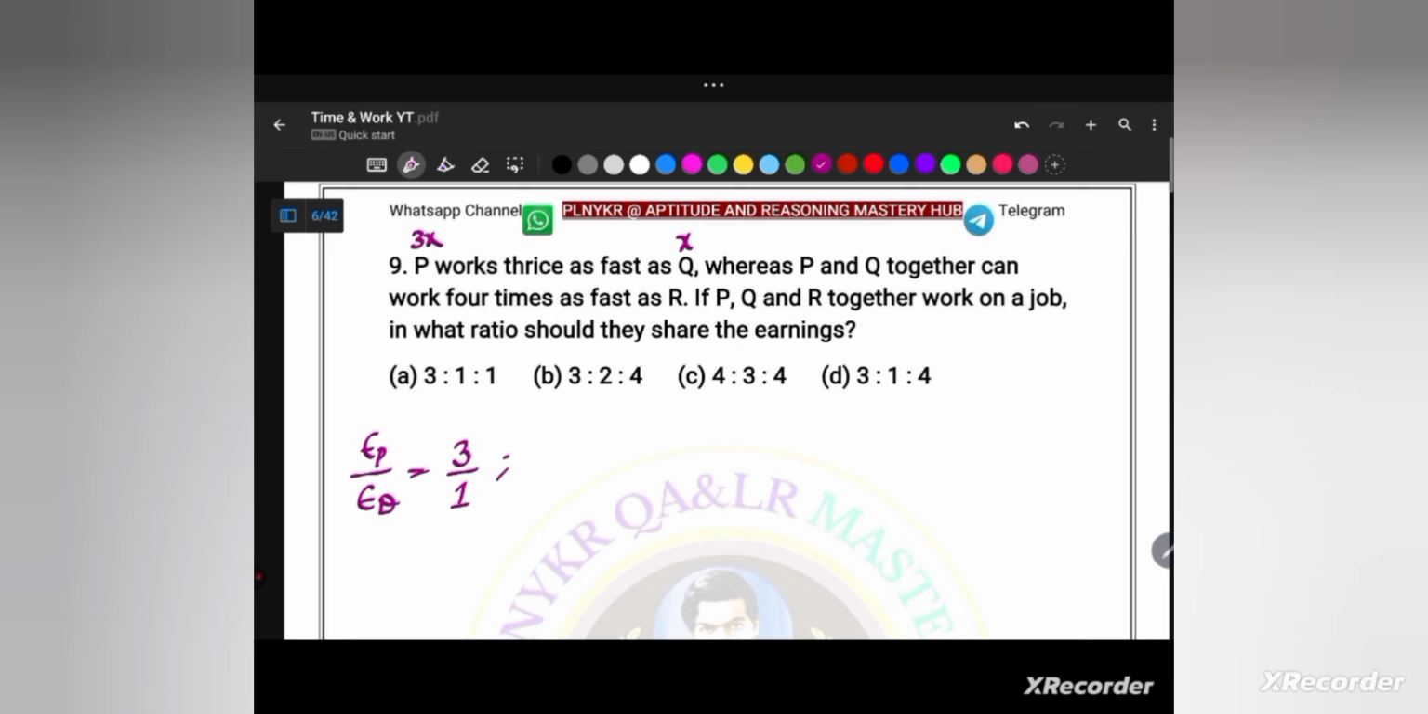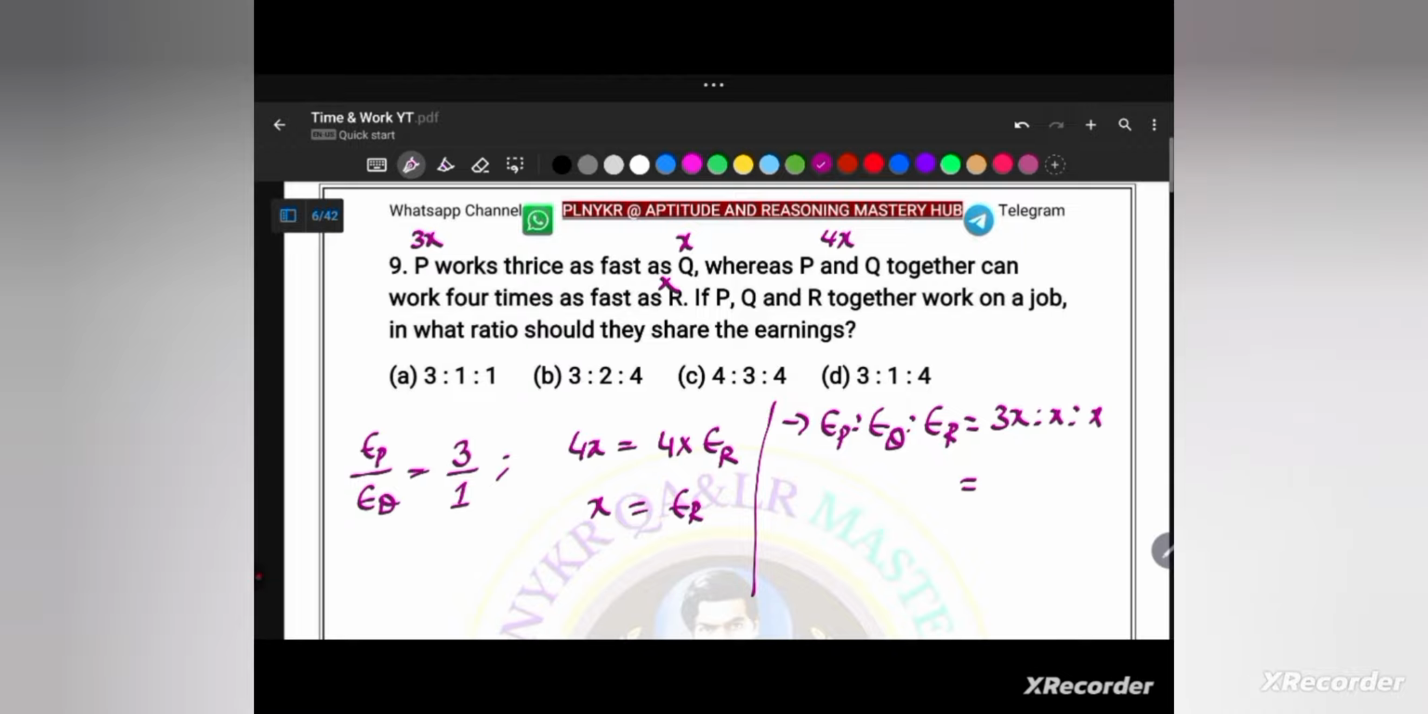Next statement, P and Q together. P and Q together means P is 3x, Q is x, total will be 4x. Together they can work 4 times as fast as R. So 4x is equal to 4 times the efficiency of R. So the efficiency of R will be equal to x. If you take the ratio of the efficiency of P to Q to R, it will be 3x is to x is to x. The simplified ratio will be 3:1:1. This is the ratio of the efficiency.